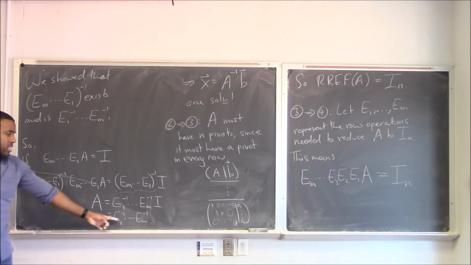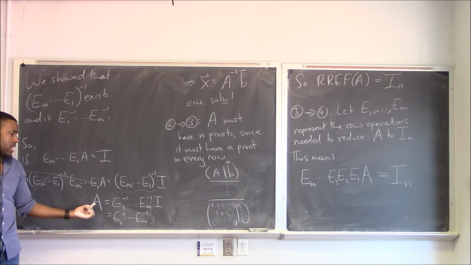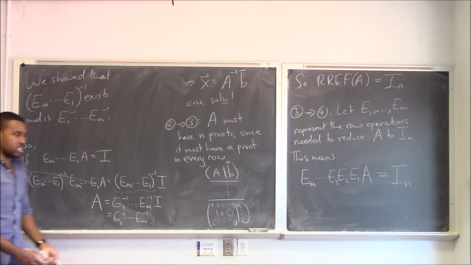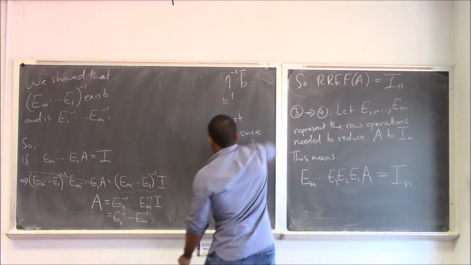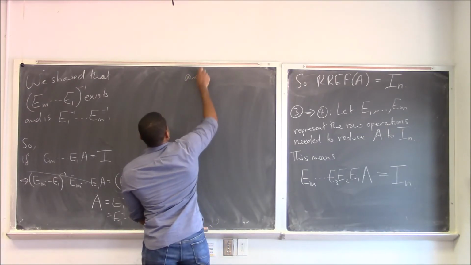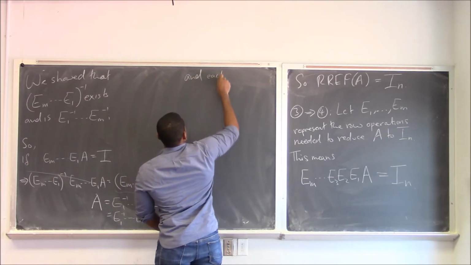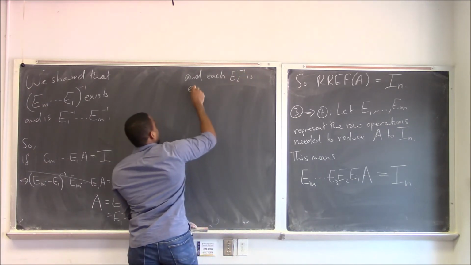And we know that the inverse of an elementary matrix is also an elementary matrix, and so A is a product of elementary matrices, because it's the product of inverses of elementary matrices. And each EI inverse is elementary.